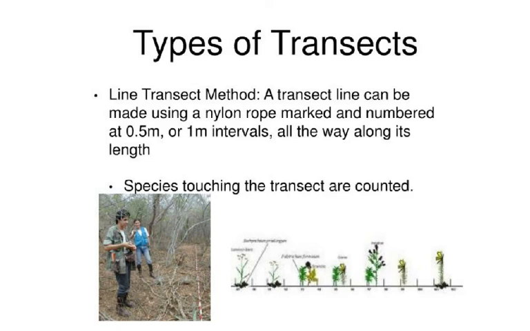Another diagram to show you the types of transect, which is a line transect method. A transect line can be made using a nylon rope marked and numbered at 0.5 meter or 1 meter intervals all the way along its length, and the species touching the transect are counted. So you then make a record of the species which were present along this line or this nylon rope.